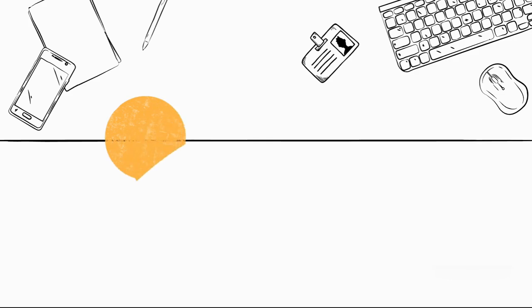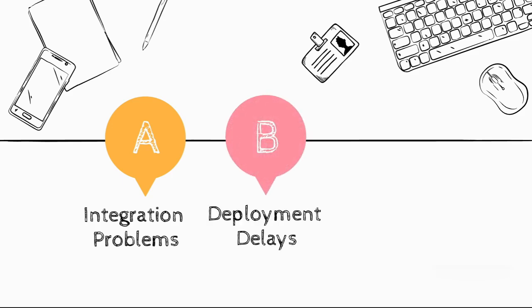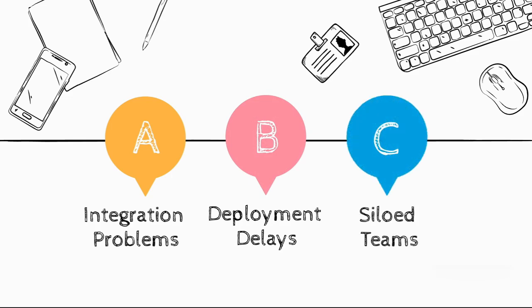George and his team struggled with the following issues. Integration problems. Every time they integrated new code, there were conflicts and bugs, leading to long debugging sessions. Deployment delays. Deploying new features often took days or even weeks, slowing down innovation. Siloed teams. The development and operations teams worked separately, leading to miscommunications and delays.